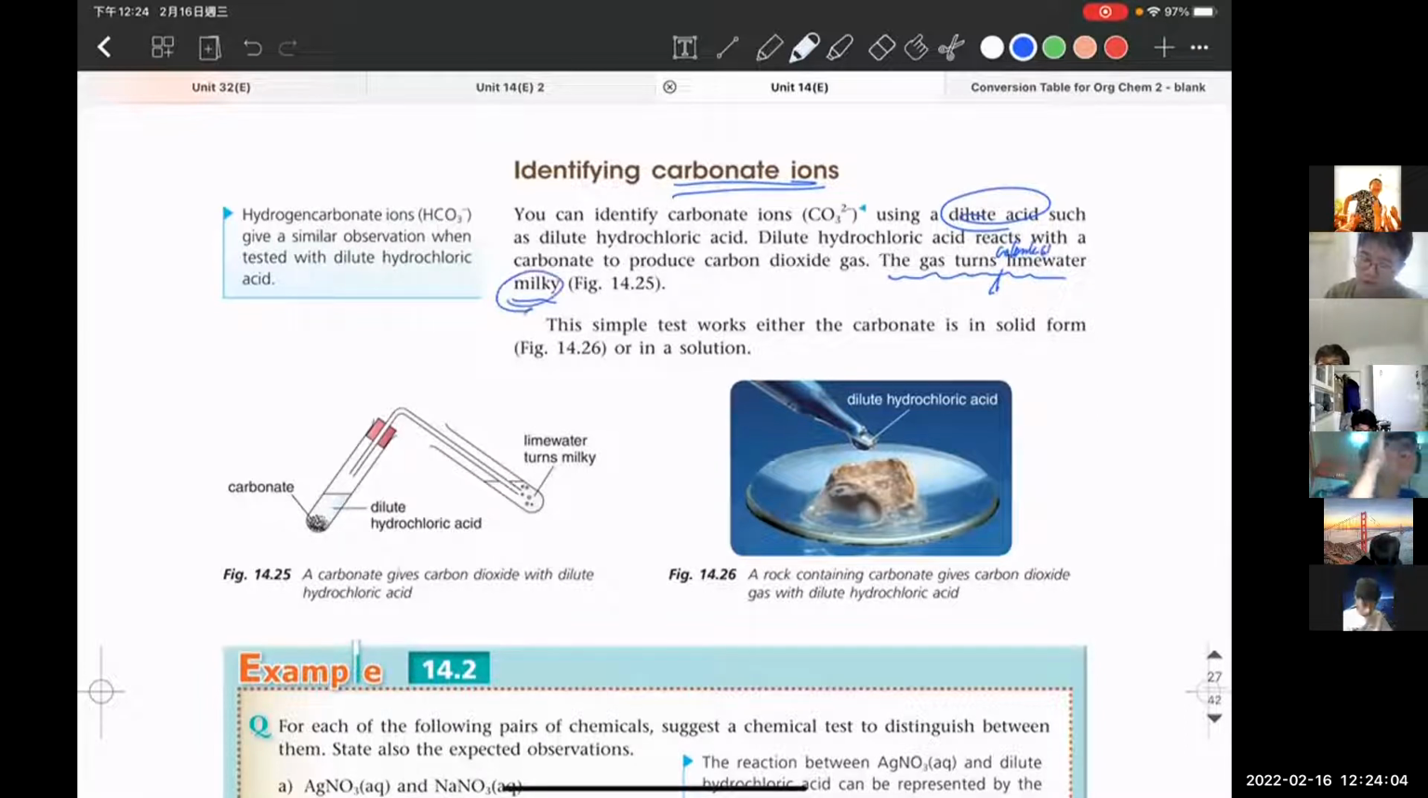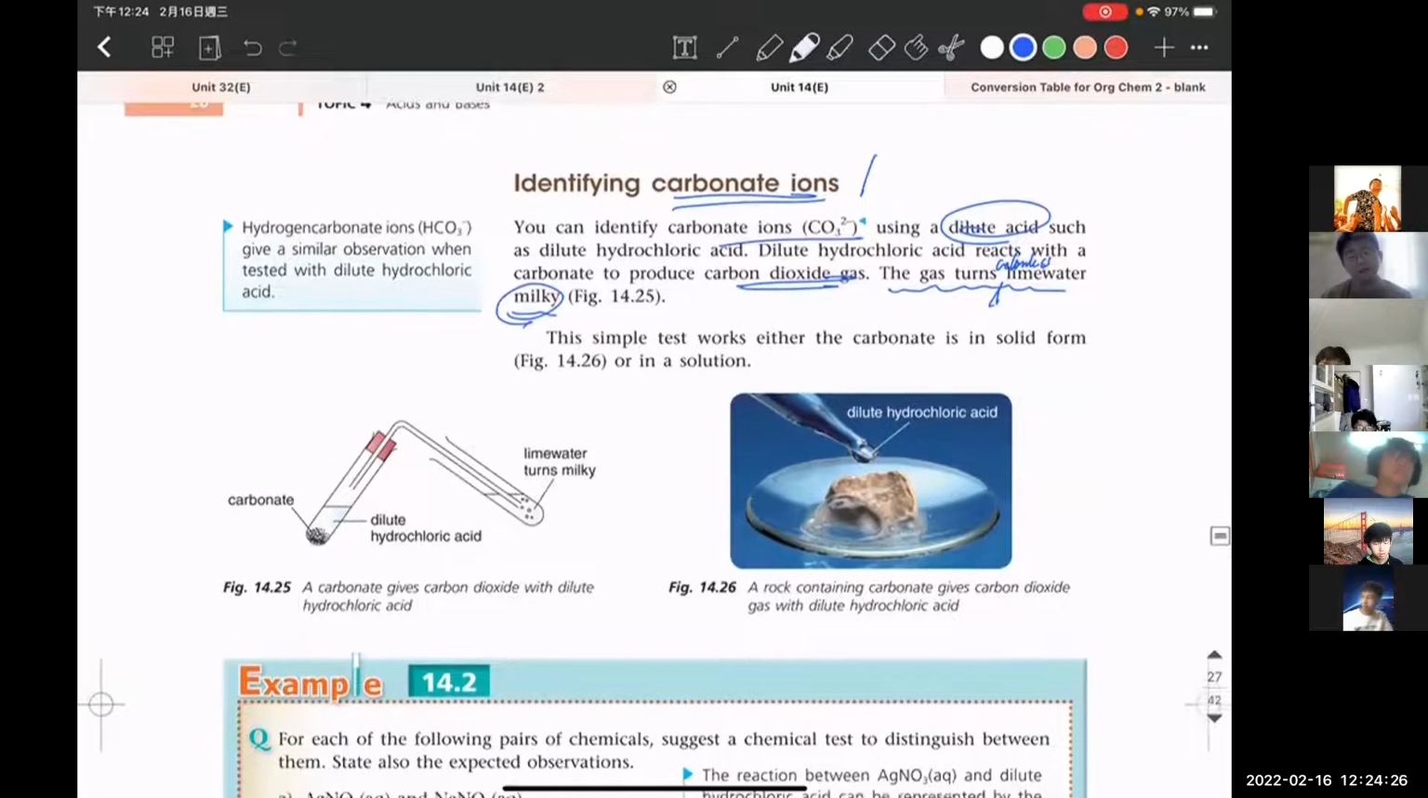Okay, so you know the gas is carbon dioxide. You can trace back the ion, it is carbonate ion. Of course, I have got some flaws in this. I can think of another example, another ion which will react with dilute acid to form carbon dioxide. What is another case? The one that appears in the book in this chapter.